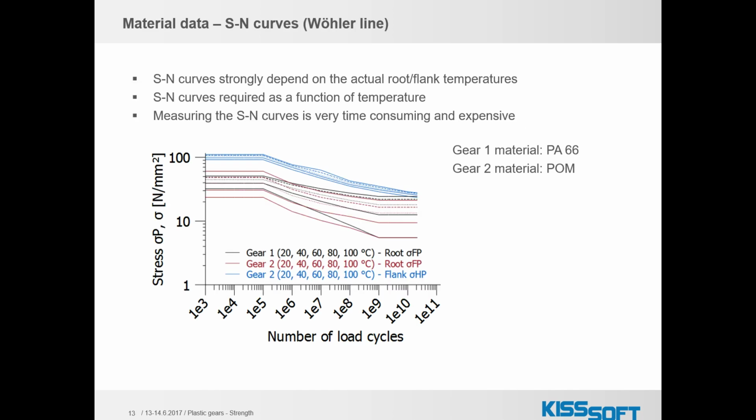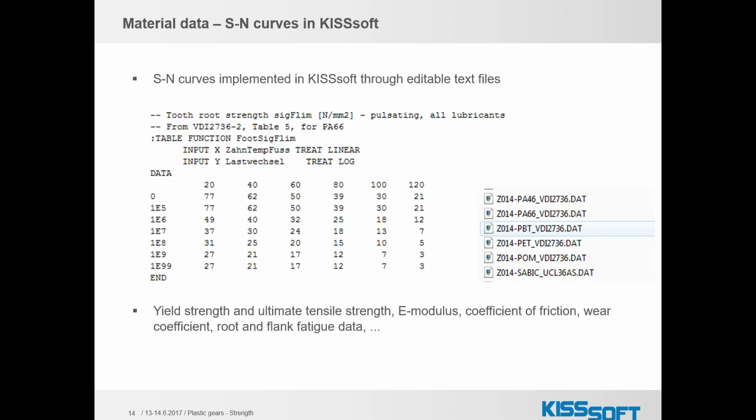Here you see the SN curves, or Wöhler lines in German. They depend on the actual root and flank temperatures. They are required as a function of temperature, and when we measure these, it's very time consuming and expensive. You can see we've got gears at different temperatures for the root and the flank. So this is really important if you're going to do plastic gear design, at least if you're going to do an in-depth analysis. And here's what KissSoft does.